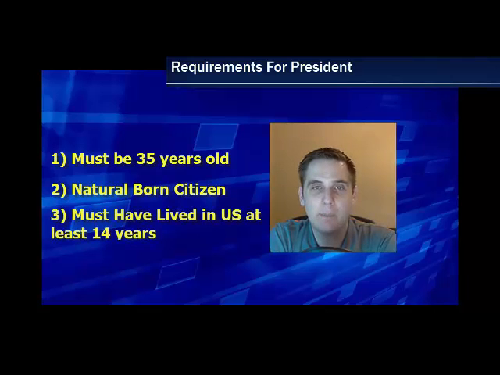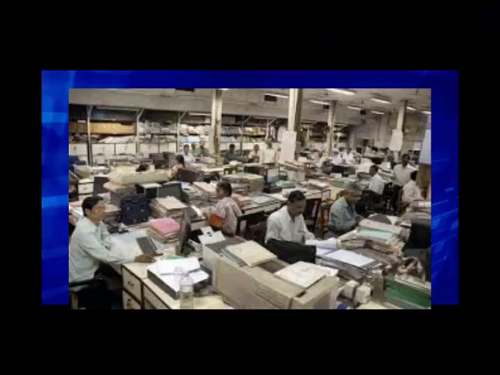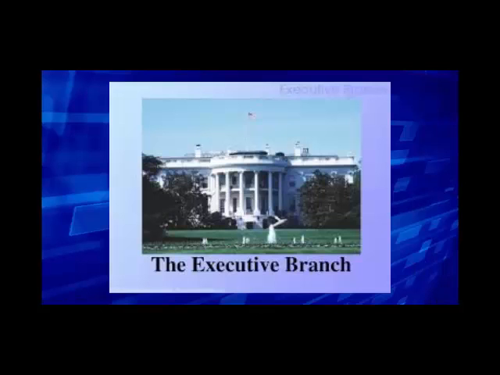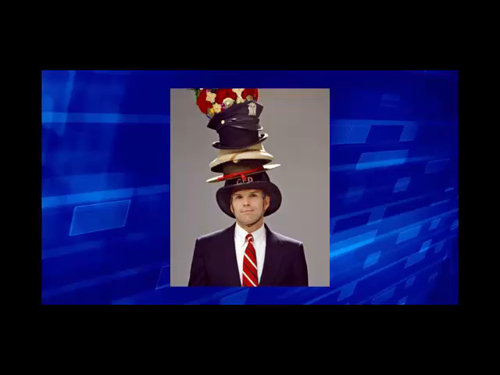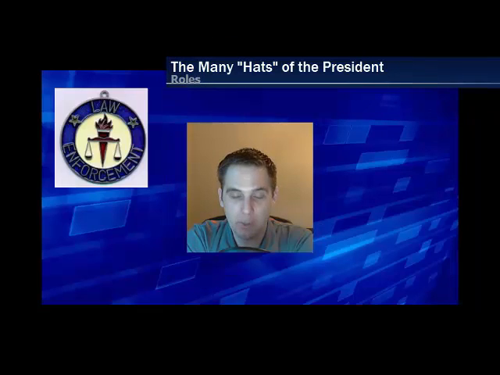Now, the president, like I said before, is the leader of many, many people. He's the leader of the executive branch, which is a huge, huge branch. So as the leader of the executive branch, he has a certain number of hats or roles that he has to fill. The first is chief executive. That's what I was talking about earlier. The one who's enforcing federal laws.